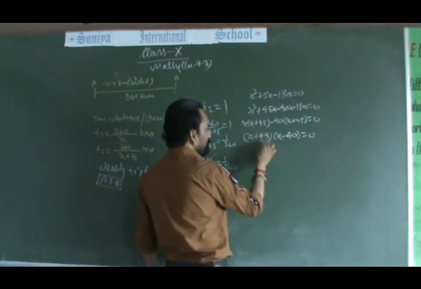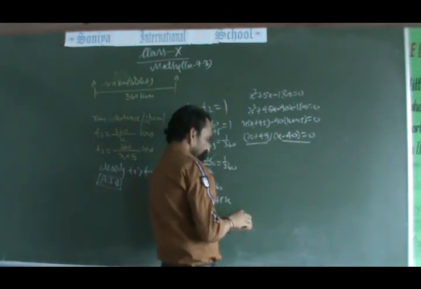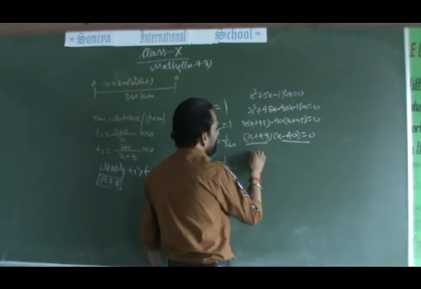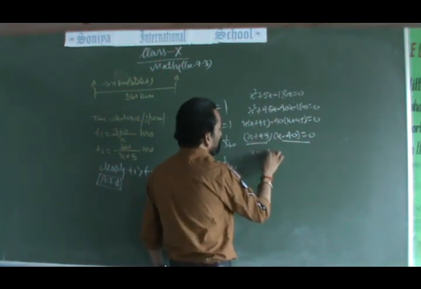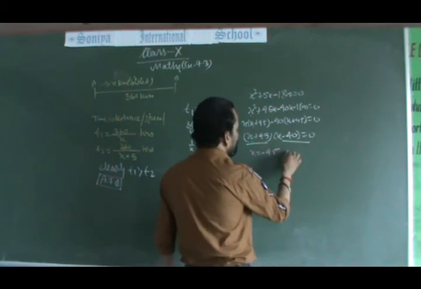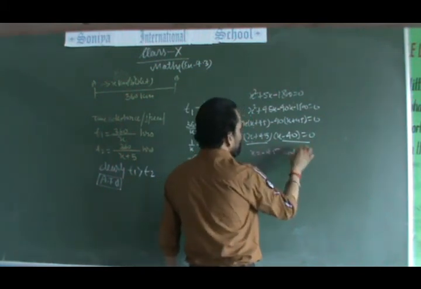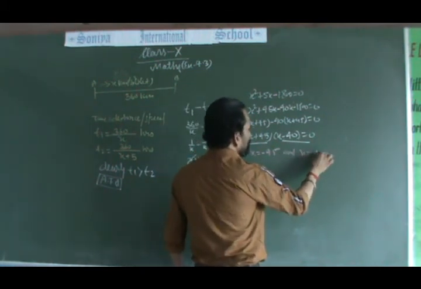Now we have two values. First we make it 0. When we make x plus 45 equal to 0, we get x equals minus 45, and from here we get x equals 40.